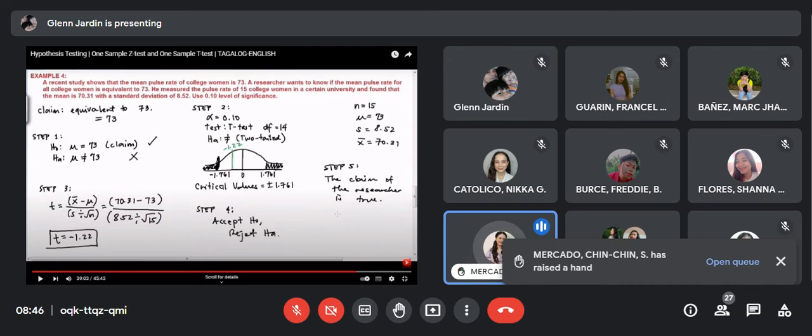Example number 4. A recent study shows that the mean pulse rate of college women is 73. A researcher wants to know if the mean pulse rate for all college women is equivalent to 73. He measured the pulse rate of 15 college women in a certain university and found that the mean is 70.31 with a standard deviation of 8.52. Use 0.10 level of significance.